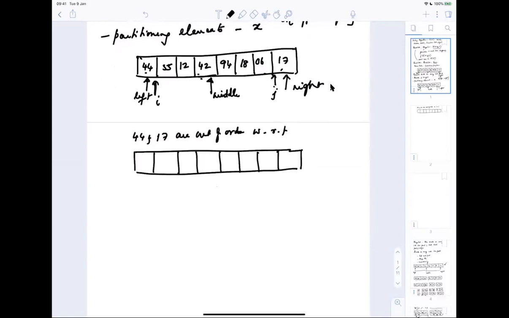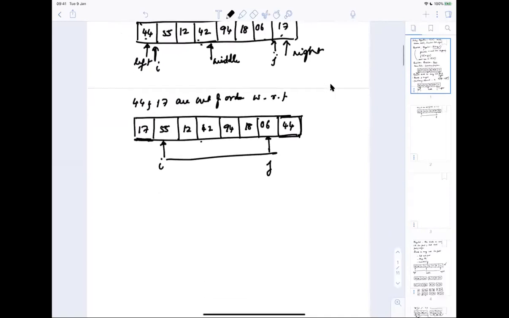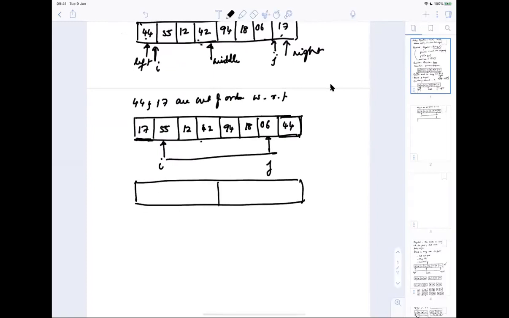Then what do we get here? We get 17 here, 44 here, 55, 12, 42, 94, 18, and 6 remains as it is. Now, clearly, 17 is in order. So we move to the next step. Similarly, 44 is on the correct side with respect to 42, so you move to the next step. So this is I, this is J. Again, you find that these two elements are out of order, so we exchange them again.